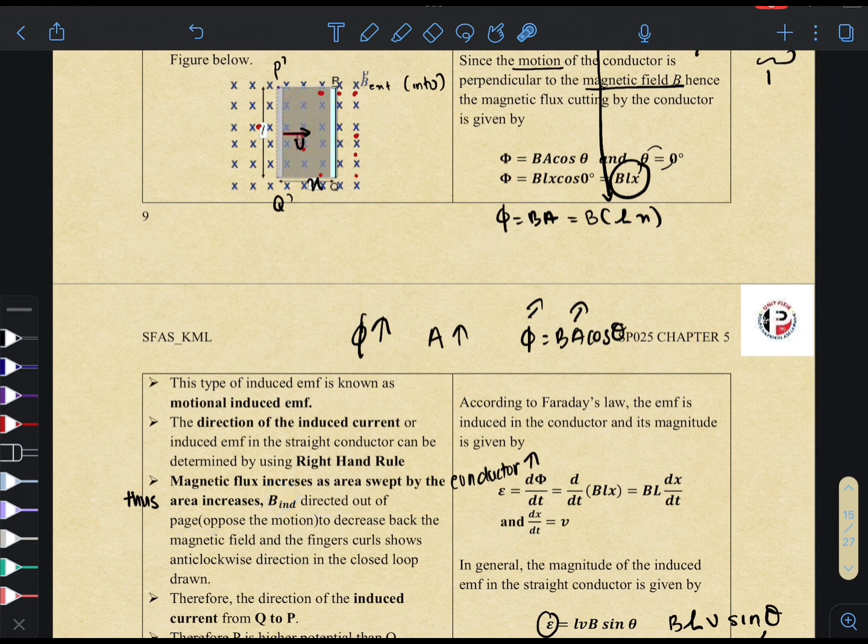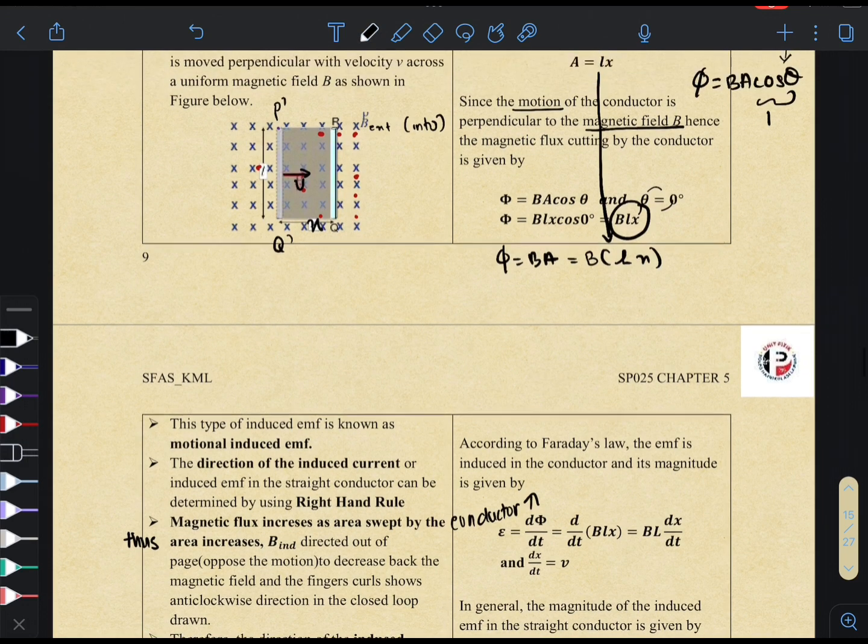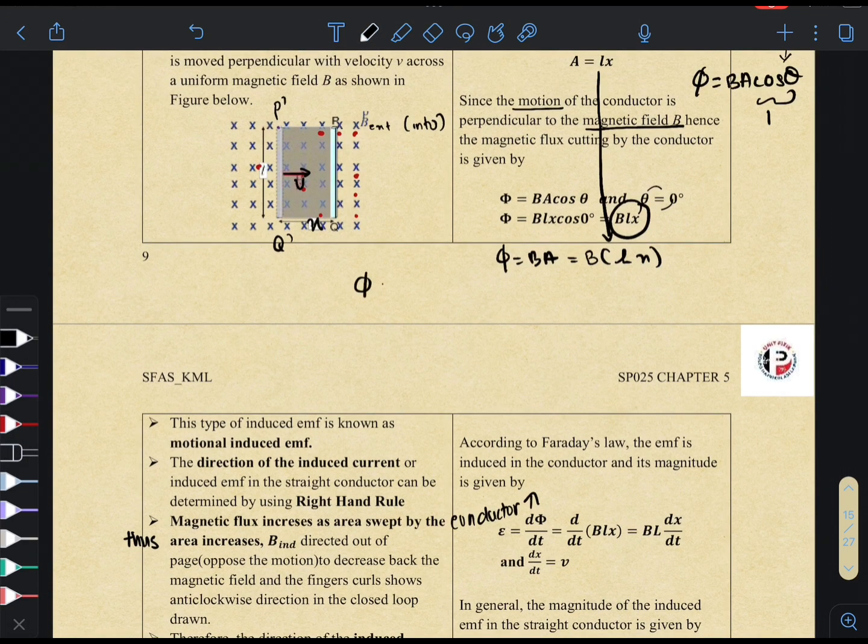Okay, macam mana kita nak tahu B induced kita directed out of the page adalah kita akan kembali kepada table kita, iaitu you have originally your flux was BA cos theta. Okay, and then kita tahu kita akan ada 3 case. Either your flux ni increase, decrease ataupun sama. Okay, kalau dia increase apa jadi? Kalau dia sama apa jadi? Kalau dia decrease apa jadi?